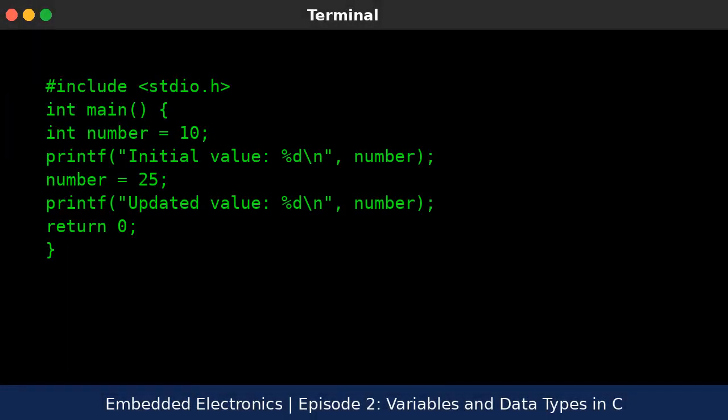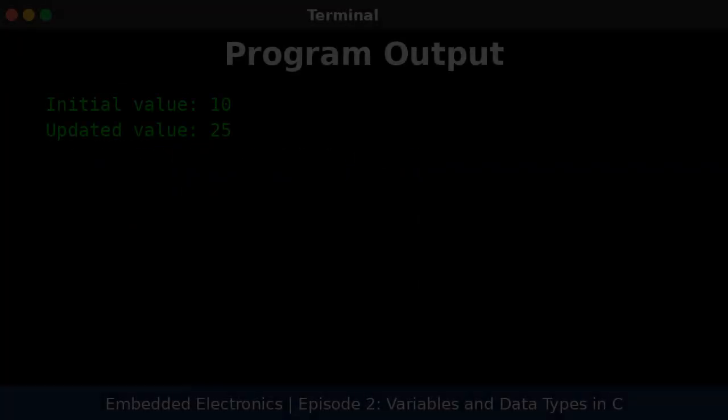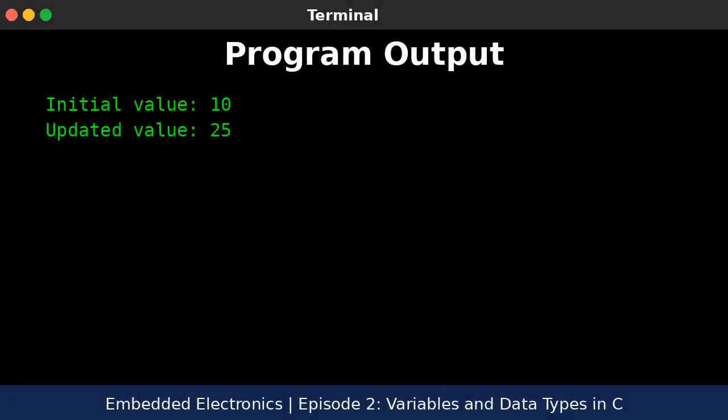Here, a variable named number is declared and later updated to a new value, showing that variables can change during program execution. The output of example 2, changing variable values, is as follows: initial value 10, updated value 25.